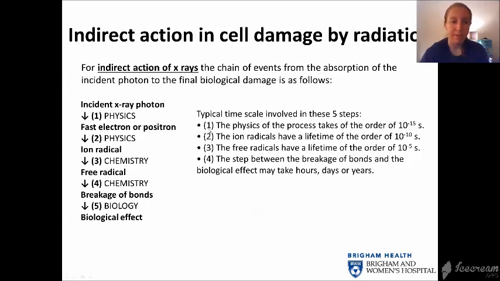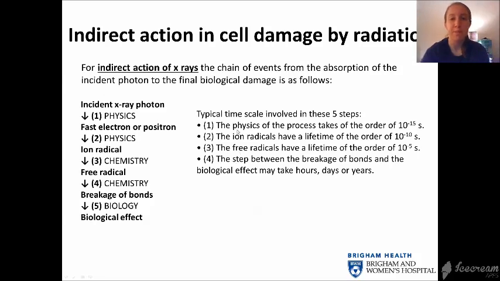This is a time frame of all the events that occur. There's the physics, the chemistry, and the biology. You go from incident X-ray photon to fast electron or positron. That's physical. You go from the fast electron or positron to the ion radical. That's also physical. From ion radical to free radical, that's chemistry. Free radical to breakage of bonds, also chemistry. And then breakage of bonds to biological effect is biology.